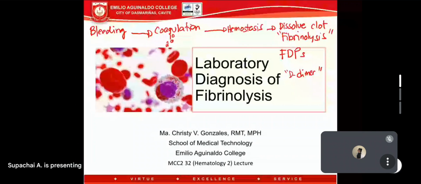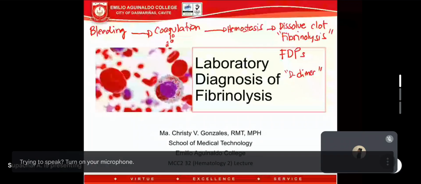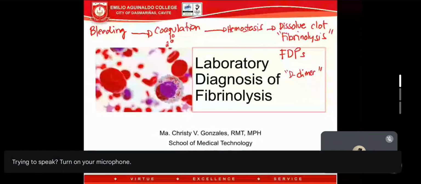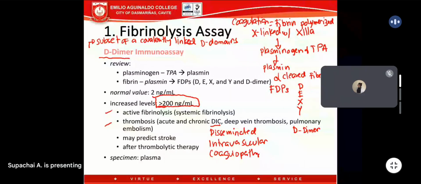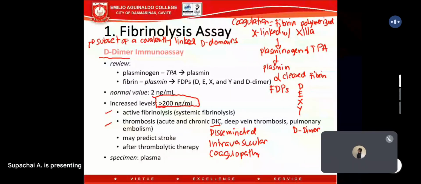D-dimer. D-dimer is immune-specific. As you can remember, factor 13A is the fibrin stabilizing factor.